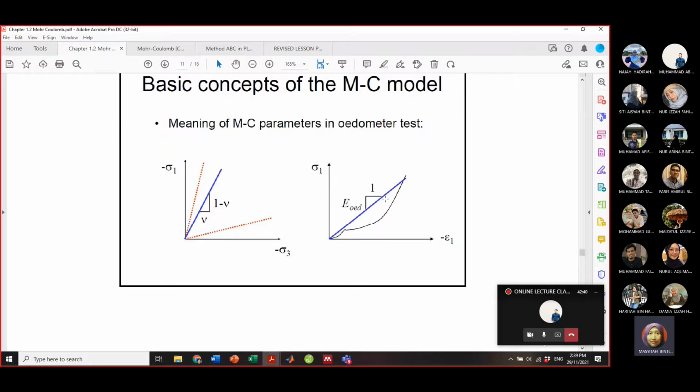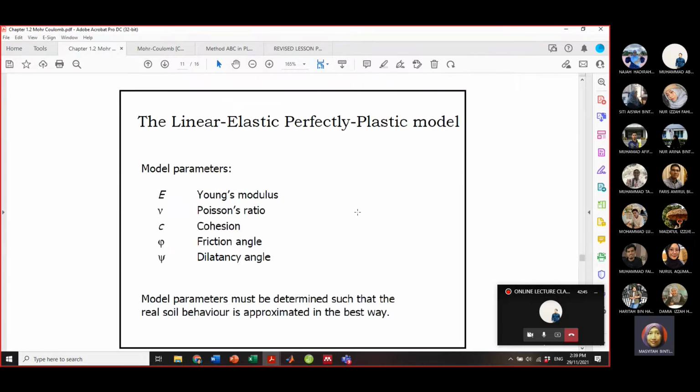Young modulus. Okay, and then please highlight there are 5 important model parameters for Mohr-Coulomb. The first one is the Young modulus, second is the Poisson ratio, c is the cohesion, phi is the friction angle, and lastly is the dilatancy angle. So the model parameters must be determined such that the real soil behavior is approximated in the best way.